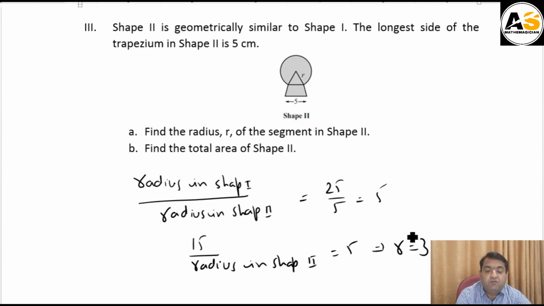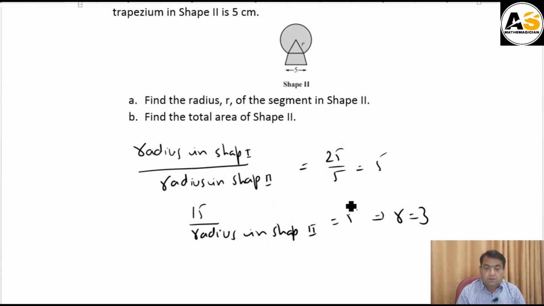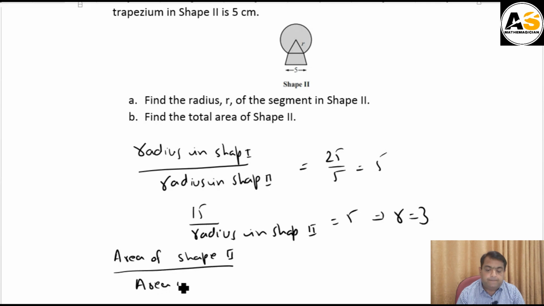In part 2 we have to find the total area of shape 2. Using the concept of similarity, area of shape 2 over area of shape 1 is equal to 5 over 25 whole square.